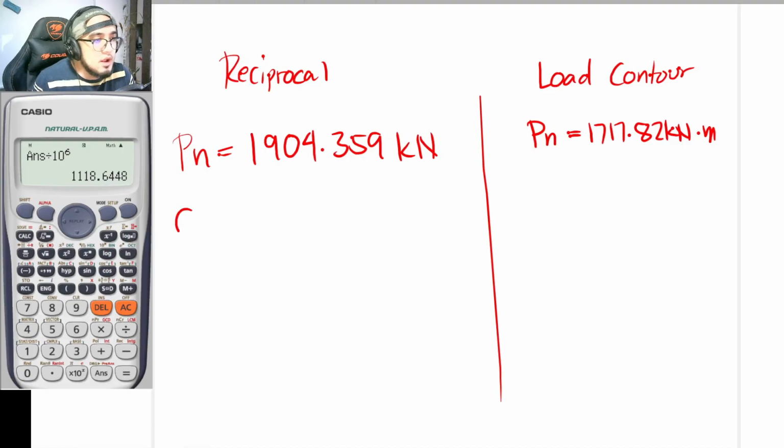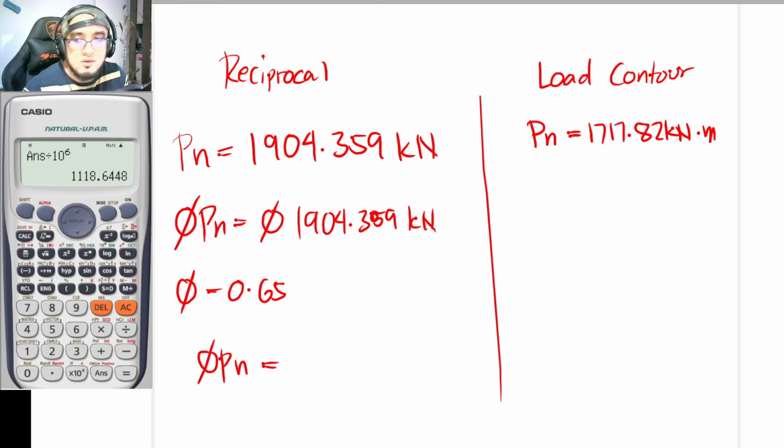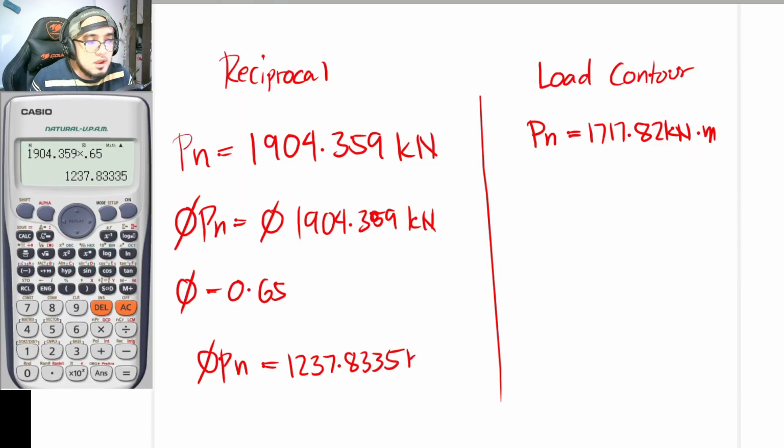Okay, so for your reciprocal, phi Pn. Our phi for laterally tied columns is 0.65. So with that, our phi Pn is equal to, once again, phi times 1904.359 kilonewtons. So I'm looking at the calculator: 1904.359 times 0.65, which is 1237.8335 kilonewtons. So this is our new phi Pn.